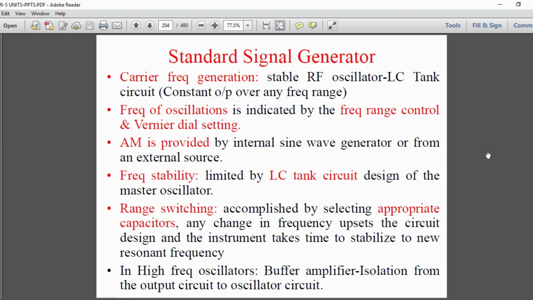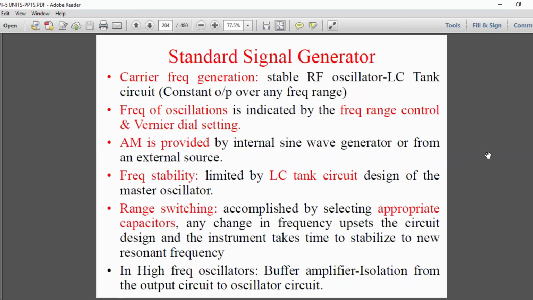The frequency stability is limited by the LC tank circuit design of the master oscillator. And coming to the range switching, which is accomplished by selecting the appropriate capacitors. Any change in the frequency upsets the circuit design, and the instrument takes time to stabilize to the new resonant frequency.